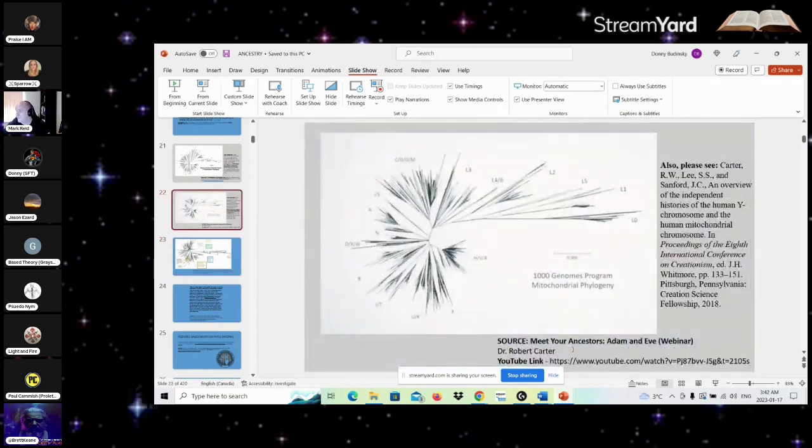Okay, well then, you know what? Let's go to the 1,000 Genomes Project one. Okay, so here we go. Notice how it looks basically the same. Is the 1,000 Genomes Project good enough for you, Mark? You're dodging, ducking, dipping, diving, and dodging all over the place.